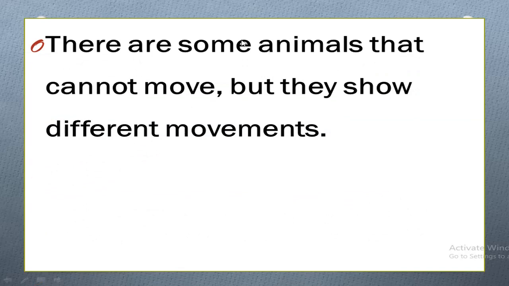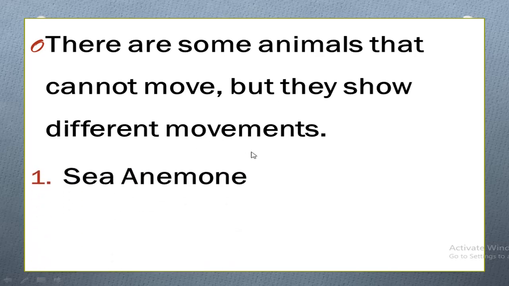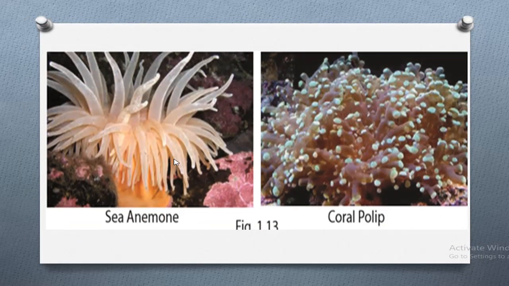Then there are some animals that cannot move, but they show different movements. One of the animals is the sea anemone. Another one is coral polyps. Sea animals and coral polyps show different movements, but do not show locomotion. This is the picture of the sea animals. This is the picture of the coral polyps.